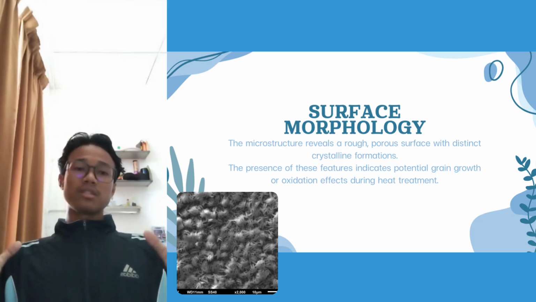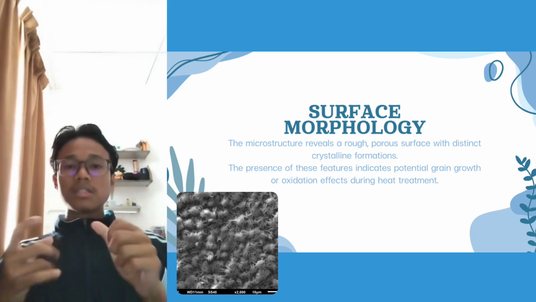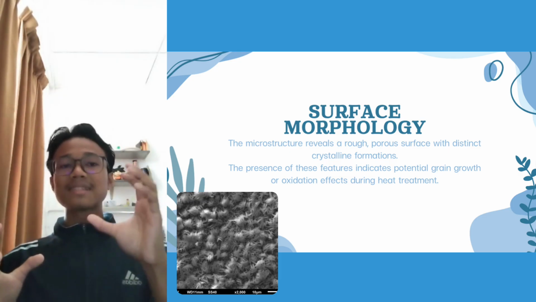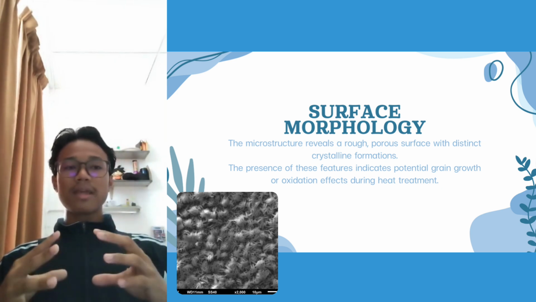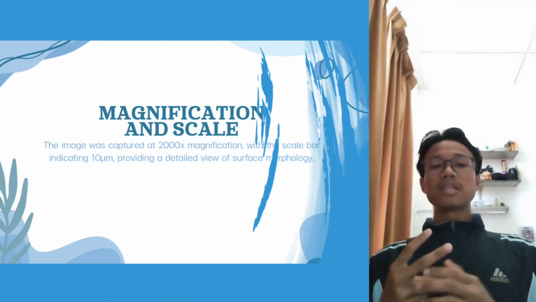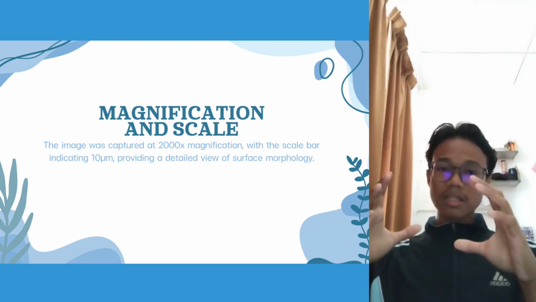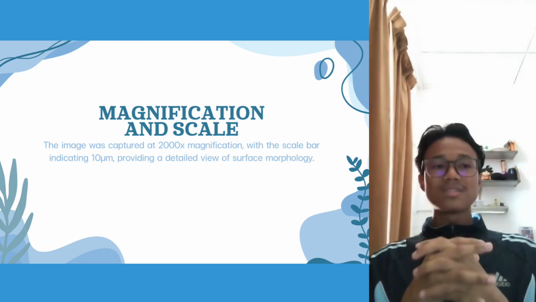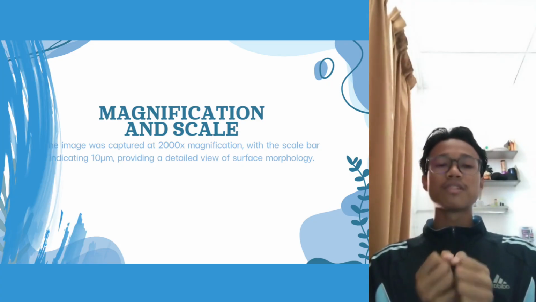So from our observation, from the first point, the surface morphology, the microstructure reveals a rough, porous surface with distinct crystalline formation. The presence of this feature indicates potential grain growth or oxidation effects during heat treatment. And the second point, the magnification and scale. This image was captured at 2000 magnification with the scale bar indicating 10 µm, providing a detailed view of surface morphology.